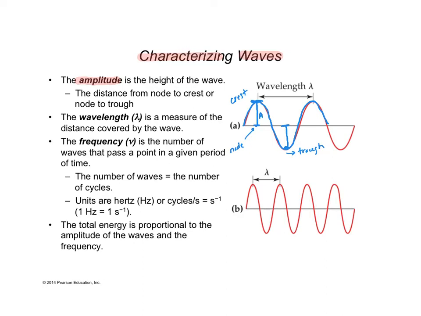Another way that we can categorize a wave is via what's called its wavelength. So the wavelength is going to be the distance that essentially a wave travels, right? So we can measure this from a crest to a crest, we can measure it from a trough to a trough, or we can measure it from a node to a node.